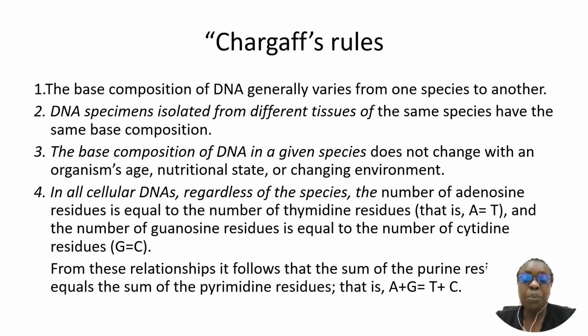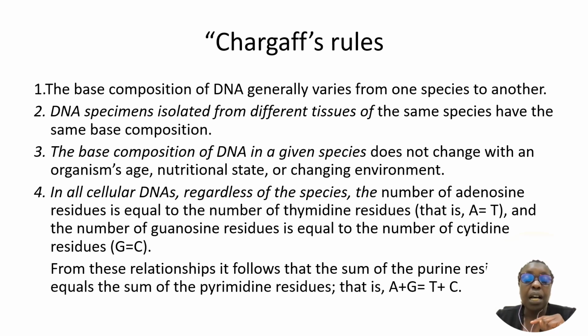Now, there are some rules that help us to understand the structure of DNA. They are referred to as Chargaff's rules. These rules were created by Chargaff as people were trying to understand the structure of DNA, and this was based on his observations in the environment. One of the rules is that the base composition of DNA generally varies from one species to another. Look at this word, base composition. When we talk about the base composition, we talk about how many adenines are there, how many guanines are there, how many thymines are there, how many cytosines are there. So this will vary from one species to another.